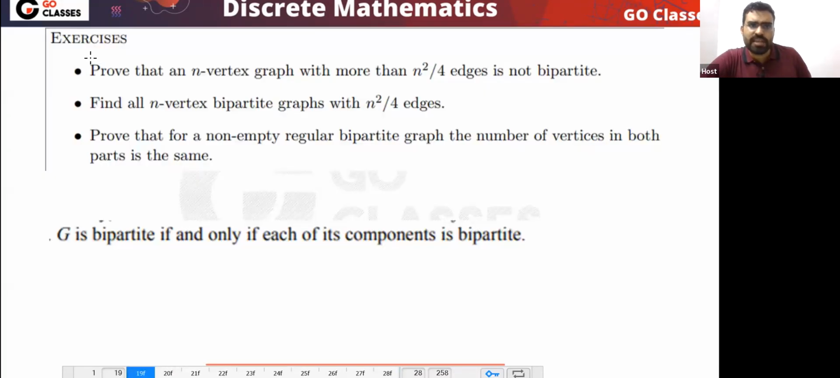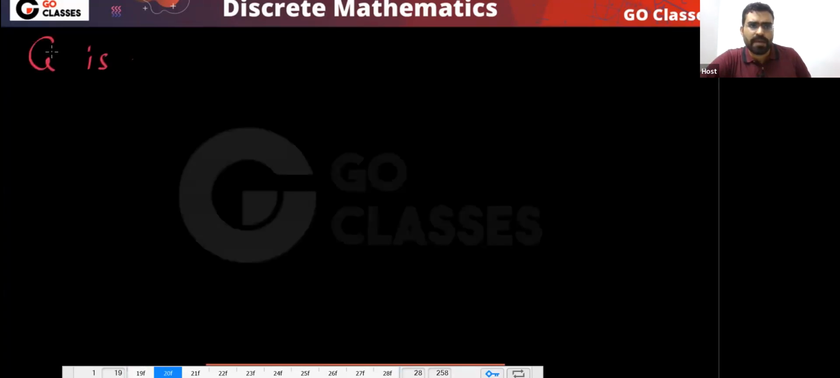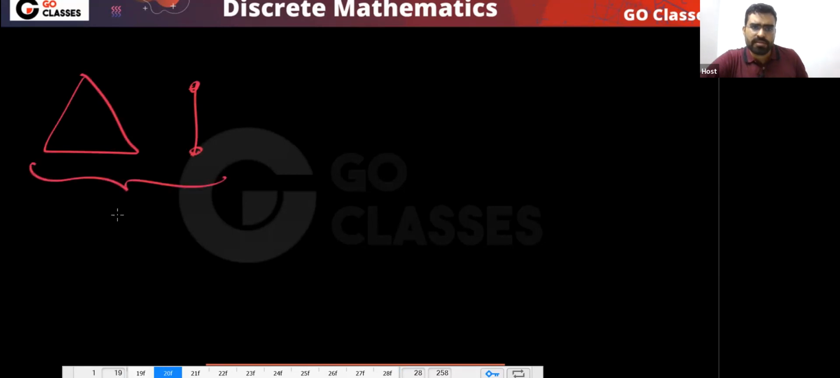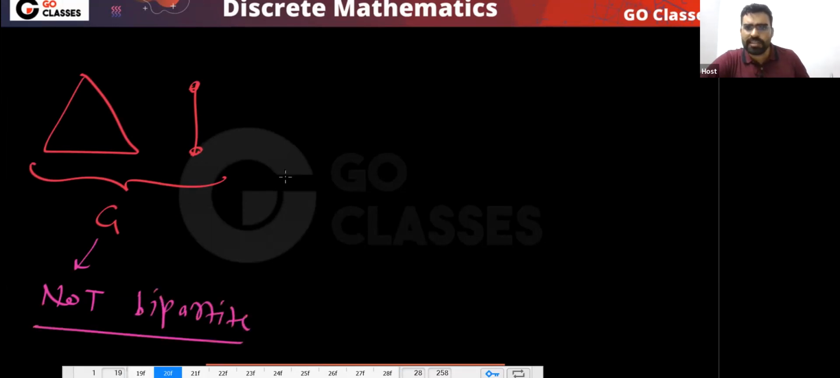Let me give you a graph. Is this graph bipartite? Tell me. Look at this graph. In this graph you have odd cycles, so this is not bipartite, because you have an odd length cycle.